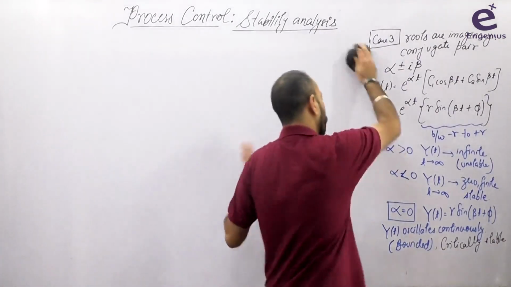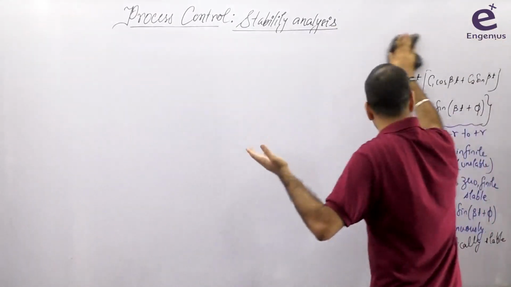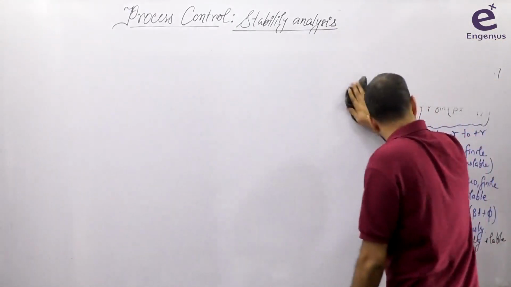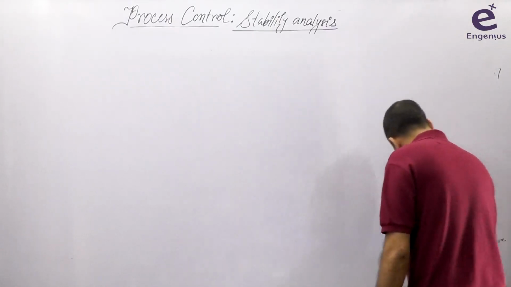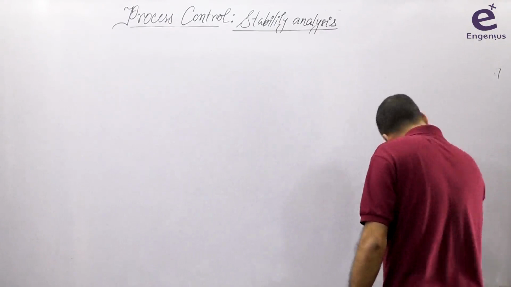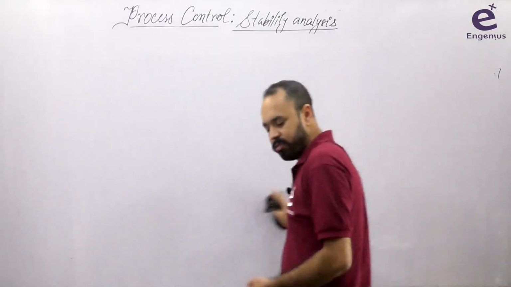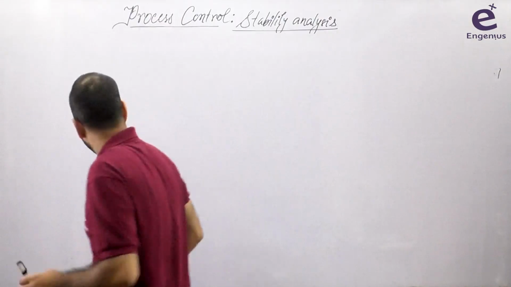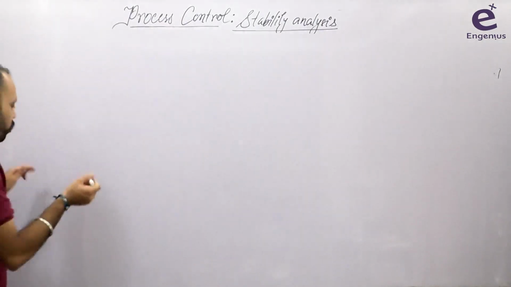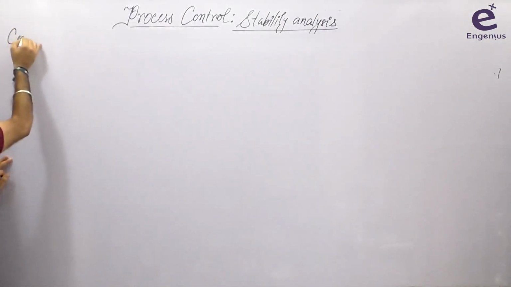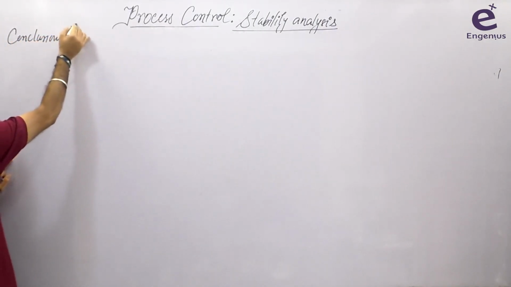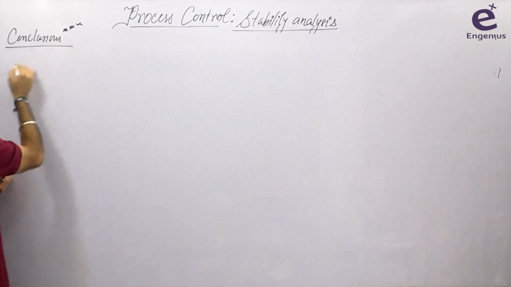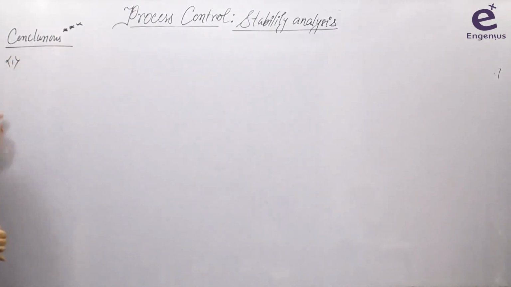You can see that in most of the cases we found that if the pole is negative, the response was bounded and hence it is stable, because initially I defined the stability of a system as that case where the response is bounded on giving bounded input is called stable system. So what do we have? We have conclusions. Very, very important to check the stability of a system. What are the conclusions? First, conclusion 1.